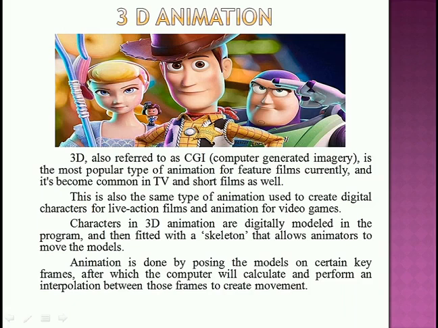Characters in 3D animation are digitally modeled in the program and then fitted with a skeleton that allows animators to move the models. Animation is done by posing the models on certain keyframes, after which the computer will calculate and perform an interpolation between those frames to create movement.